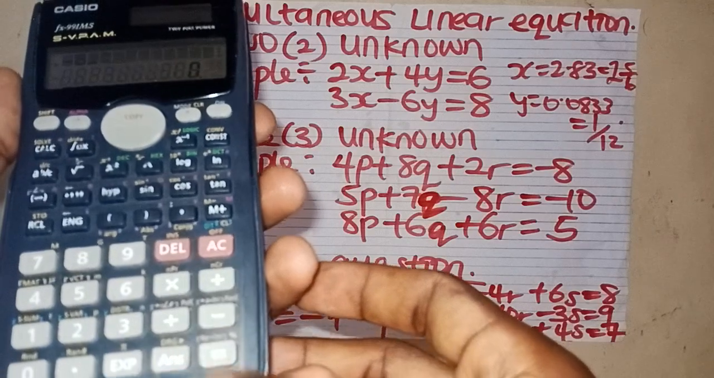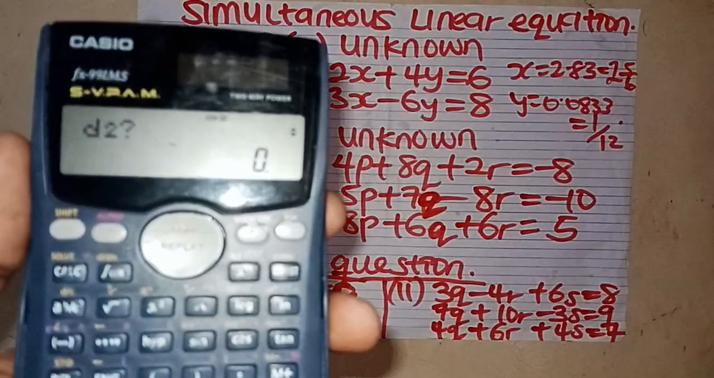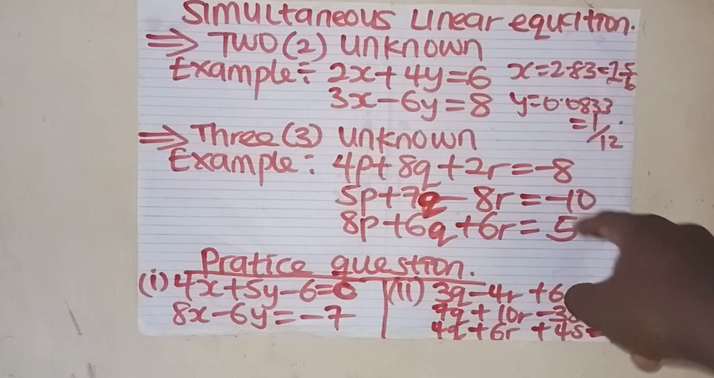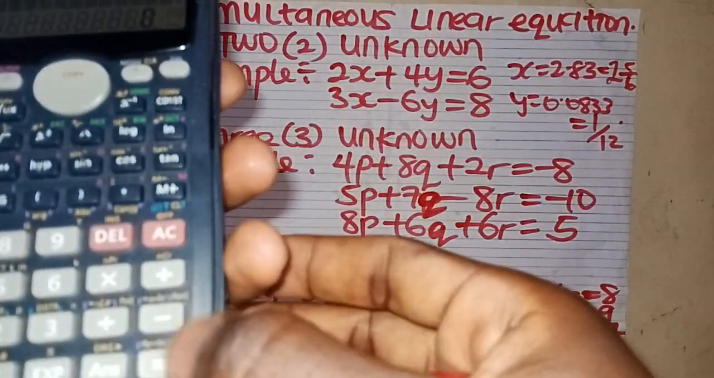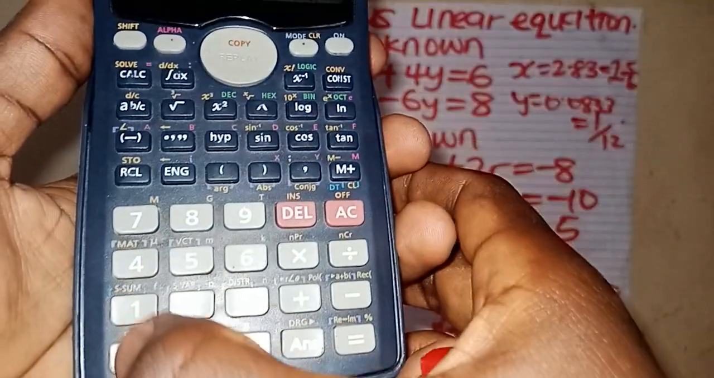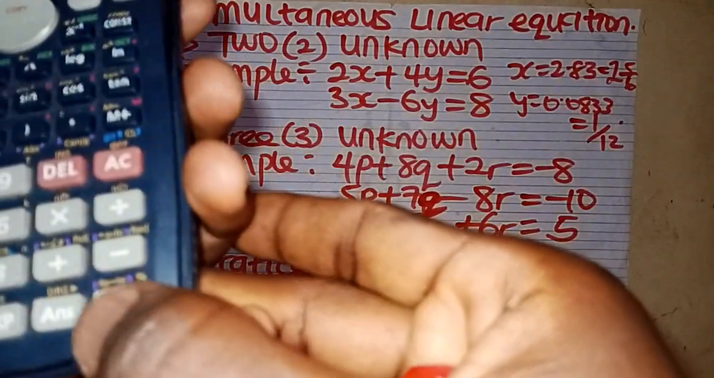Then I'll press what next? Equal to. Then it brought me to what? D2. So this is my D2. That's what? Minus 10. So I'll press my minus here again, this minus and my 10, 1, 0. That's 10. So this is minus 10. Then I'll press equal to again.